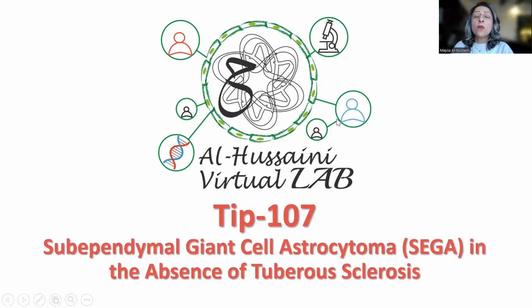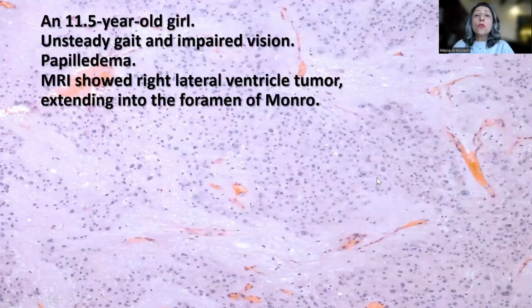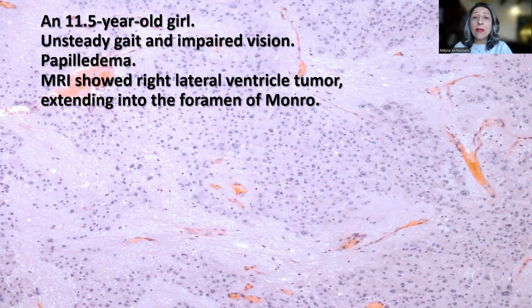What I'm going to be sharing with you today is a nice example of a case of a subependymal giant cell astrocytoma, or SEGA, in the absence of tuberous sclerosis. So this is a case of an 11-year-old girl who presented with unsteady gait and impaired vision, and on examination was found to have papilledema. The MRI showed a right lateral ventricular tumor extending into the foramen of Monro, and she underwent resection of the tumor.